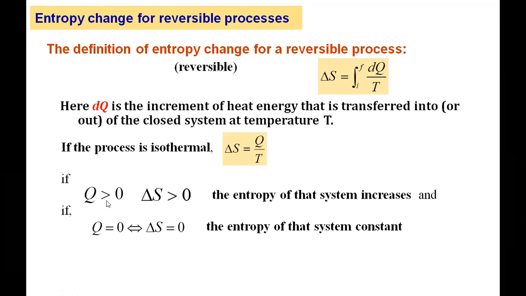If Q is greater than 0, then delta S is also greater than 0. The entropy of that system increases. And if Q equals 0, this means delta S equals 0. The entropy of that system will be constant. Okay.